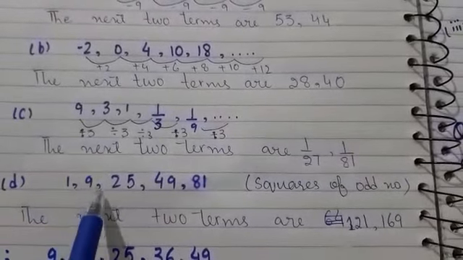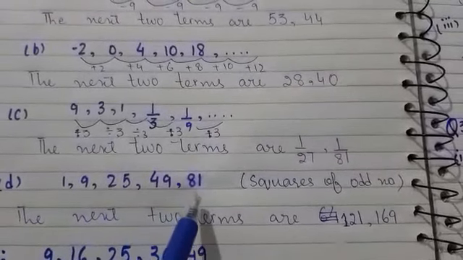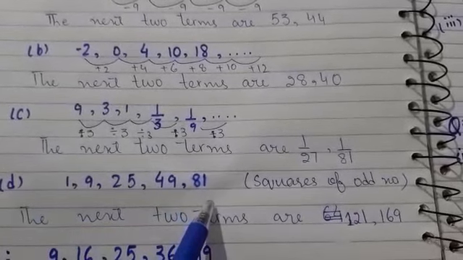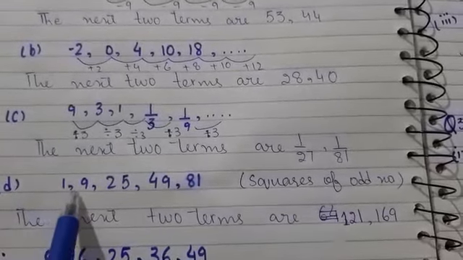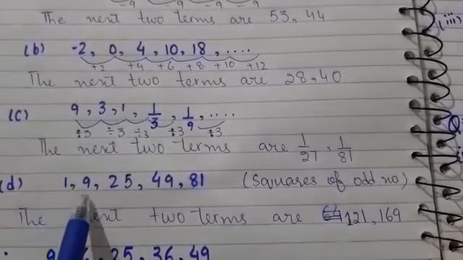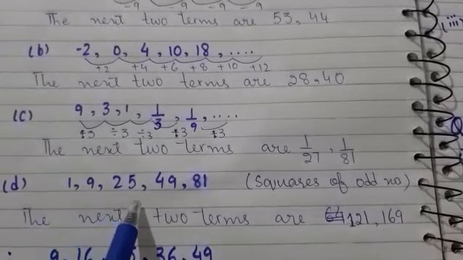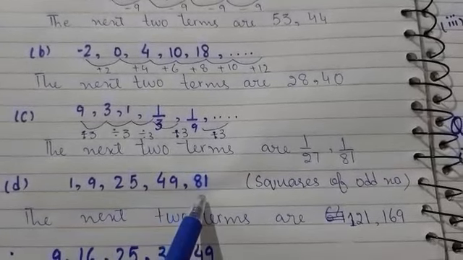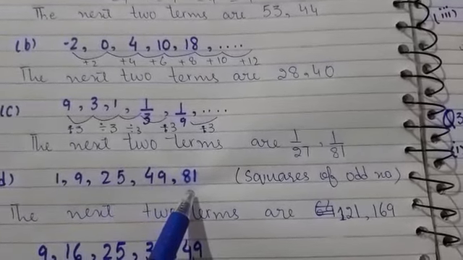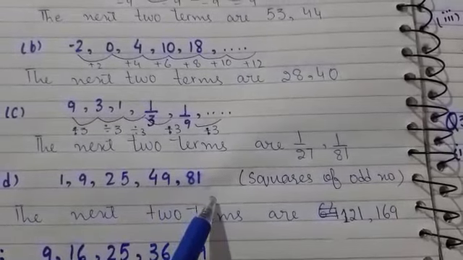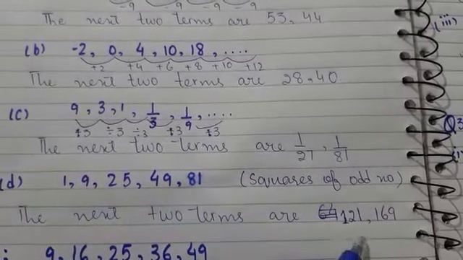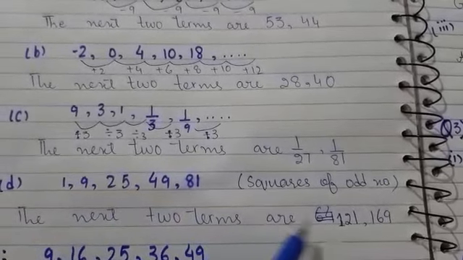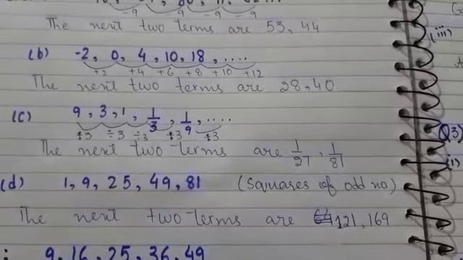In part D, 1, 9, 25, 49, 81. In this sequence, we observe that these are the squares of all the odd numbers. 1 is the square of 1, 9 is the square of 3, 25 is the square of 5, 49 is the square of 7, and 81 is the square of 9. So the next term will be the square of 11. The square of 11 is 121, and the square of 13 is 169. So the next two terms will be 121 and 169.